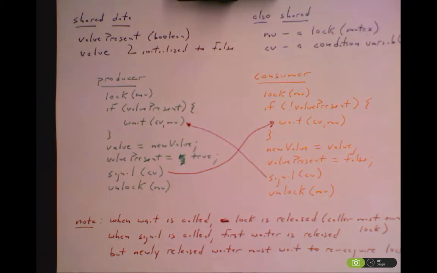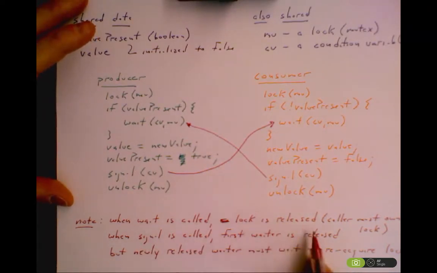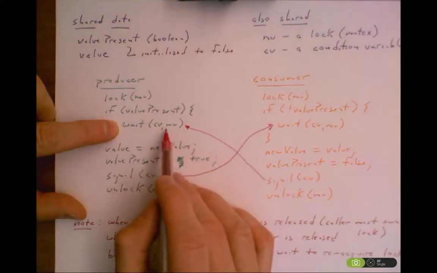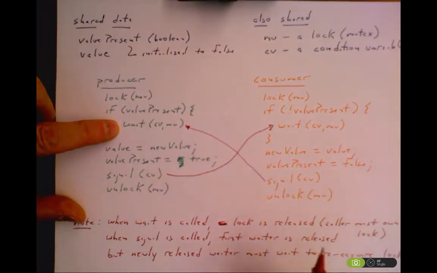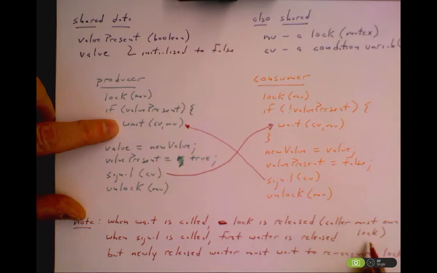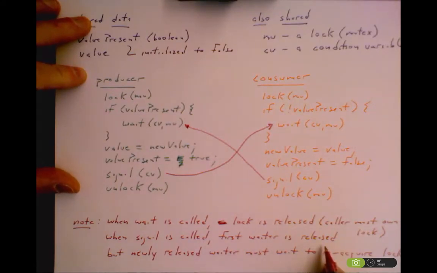Okay. This note at the bottom points out the subtlety of these operations. When a wait is called, the associated lock is released. So when I call wait, the associated lock or mutex is released automatically as part of the call to wait. And it's an error if you don't own that lock. When a signal is called, a signal goes to a condition variable that has an associated mutex, and the first waiter is going to be released who's waiting for that signal.